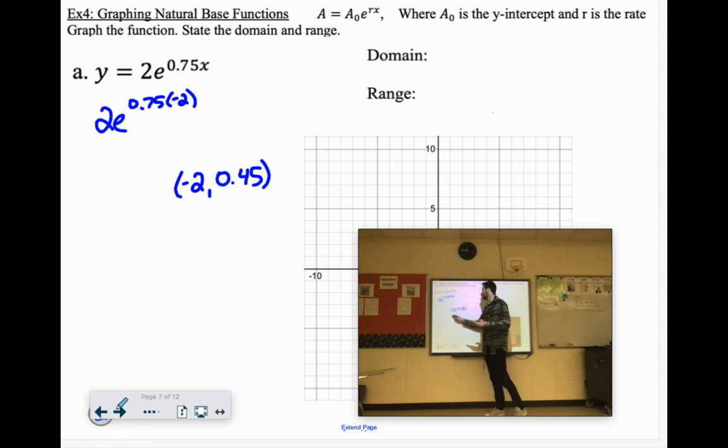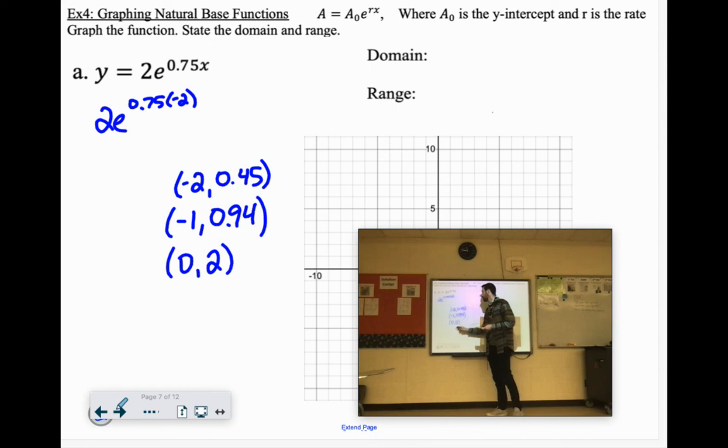If I substitute in -1, I'm not going to rewrite it each time. 2 times e to the 0.75 times -1 is -0.75. Comes out to 0.94. If I put in 0, 0.75 times 0 is 0. e to the 0 power is 1. 1 times 2 is 2. If I put in 1, let's see what we get. Okay. Time out.